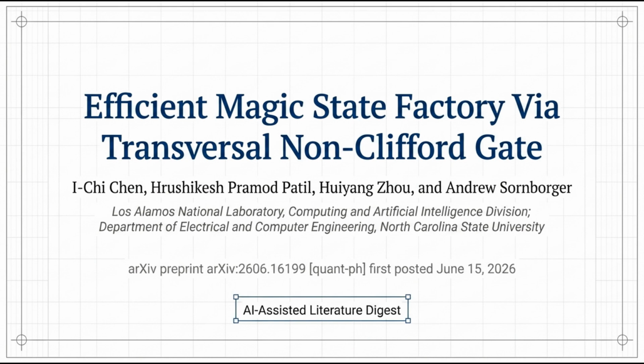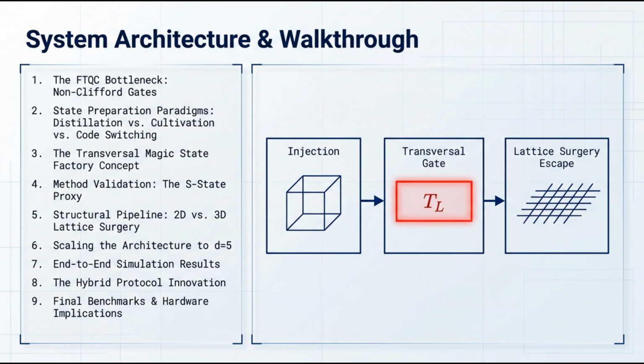This AI-assisted literature digest is designed to break down the technical core of their research. This presentation is organized to walk through the major technical contributions of the paper. We begin with the fundamental bottleneck of non-Clifford gates in fault-tolerant architectures and review state preparation paradigms. We then introduce the concept of the transversal magic state factory and validate the use of the S-state proxy.